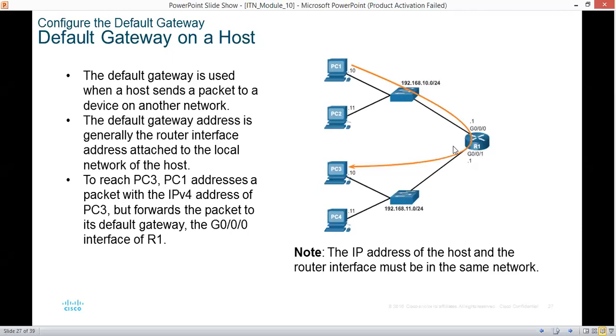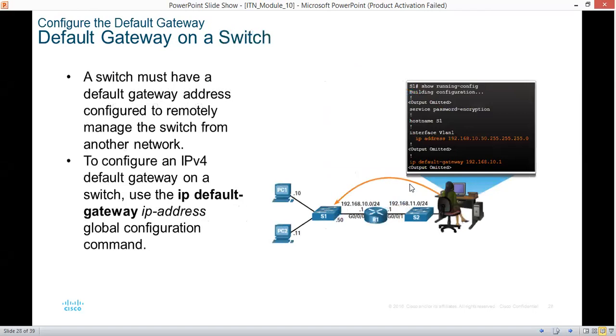Remember, the gateway is the router interface that leads to the remote network. The default gateway is used when a host sends a packet to a device on another, remote network. The topology I gave us is a typical network topology for gateways. If you see, you also have to configure the gateway. I want to believe that all of us have done the assignment.